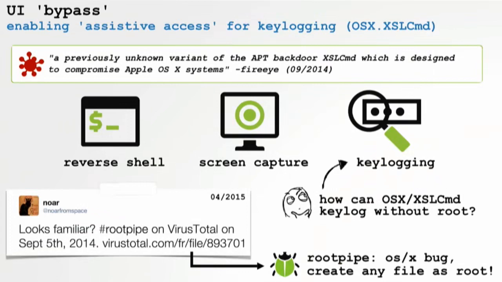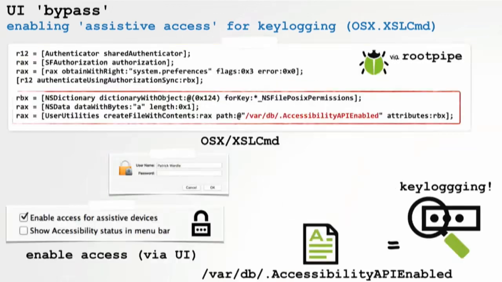So let's look at some malware that did this same thing to bypass the UI and all alerts to capture keystrokes. XSLCmd was a piece of Chinese malware that had some pretty standard capabilities, although it had the ability to capture all keystrokes without any UI prompts, which is rather odd because normally you have to interact with the UI in some manner to approve this capability. About a year after the malware was discovered, an OS X vulnerability called rootpipe was independently discovered and reported. And another researcher went back and noticed that the malware was actually exploiting this same vulnerability a year before.